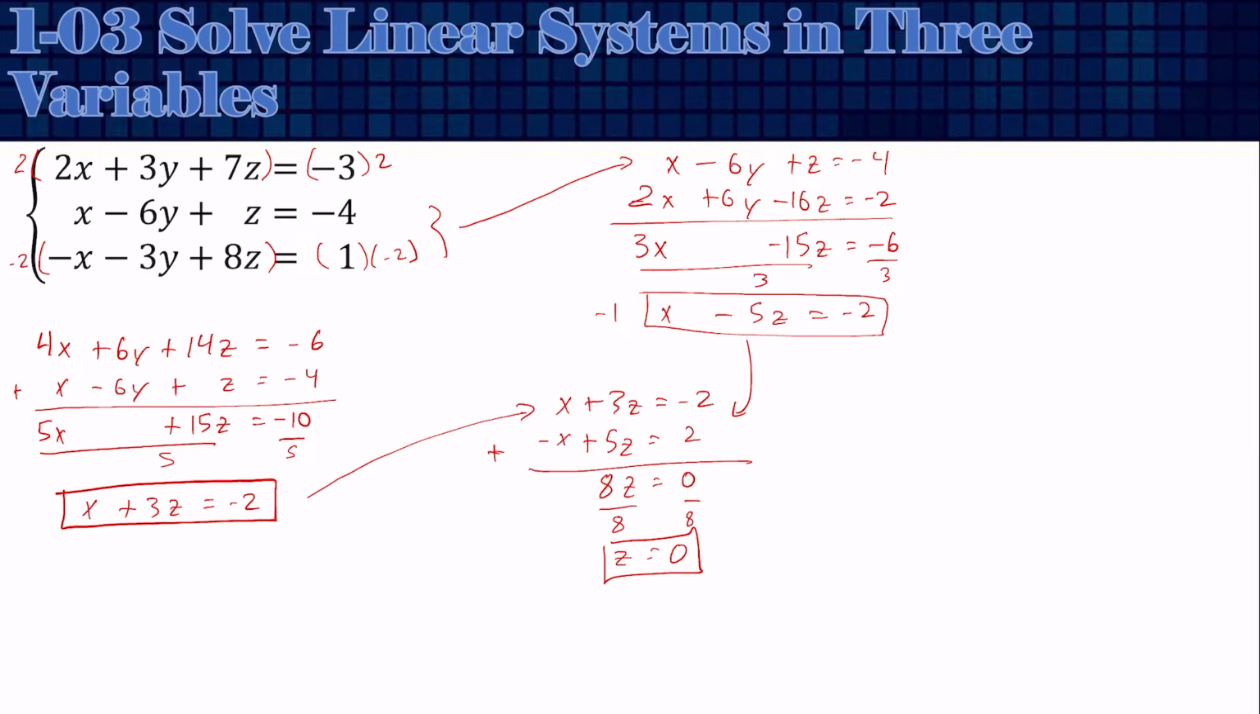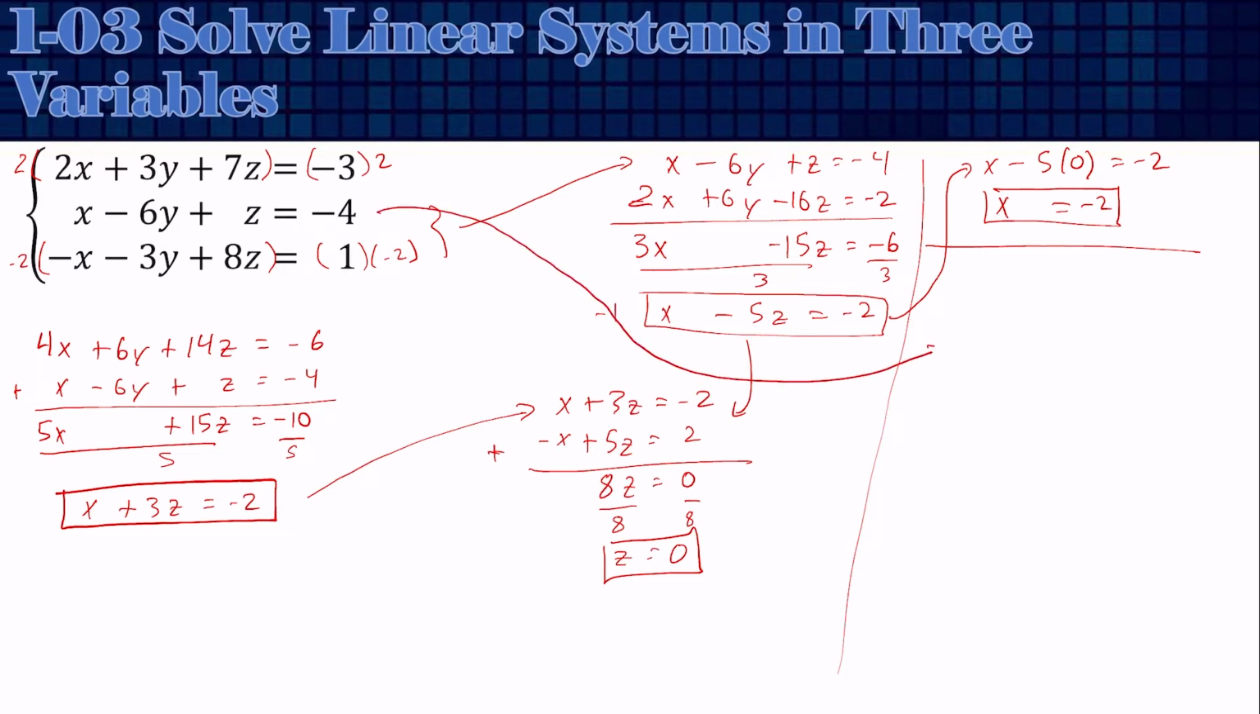All right, let's take one of these and solve it for x. So let's take, I don't know, that one. Solve it for x. I know z is 0. So negative 5 times 0 is 0, so x is negative 2. Now let's take one of the original equations and solve it for y. Now let's just take this middle one. It could be any of them, it doesn't matter.